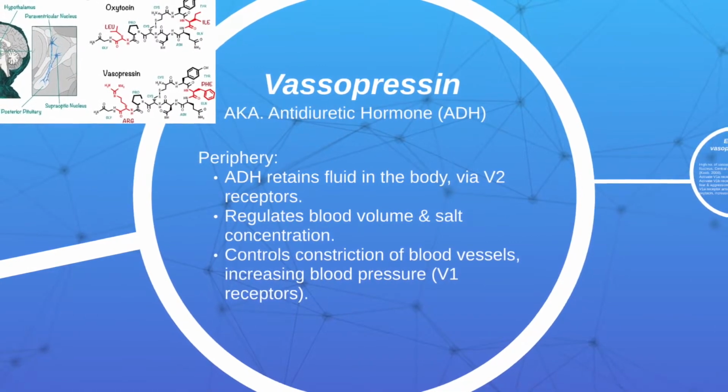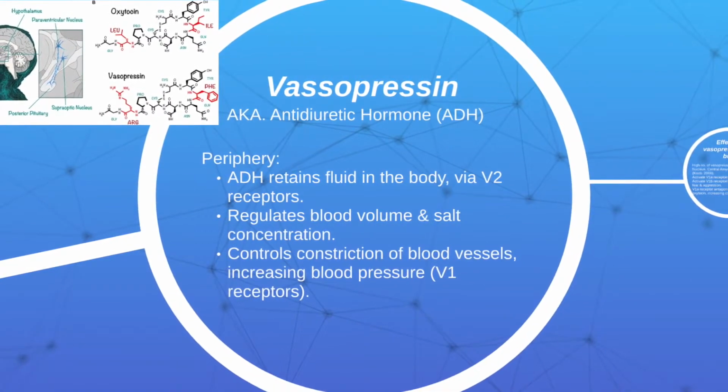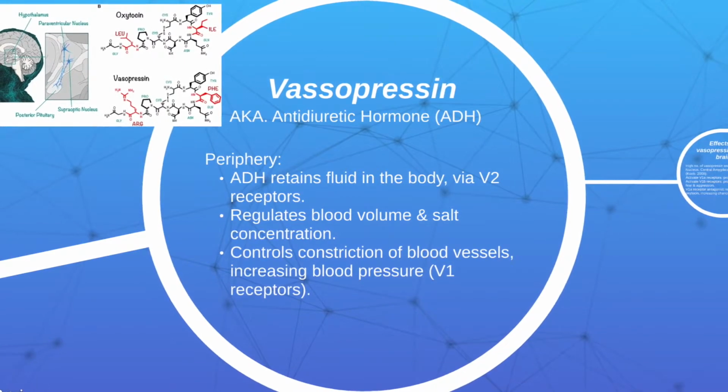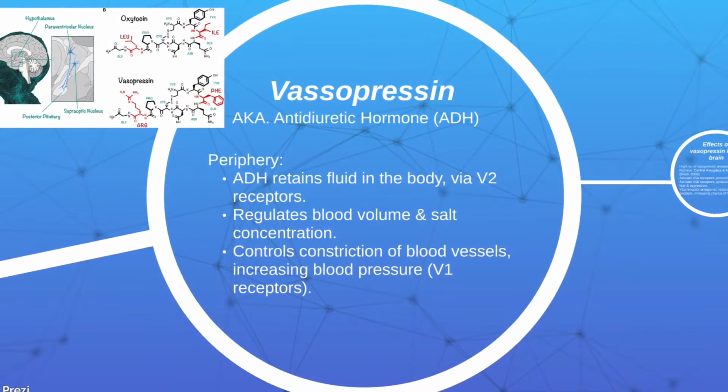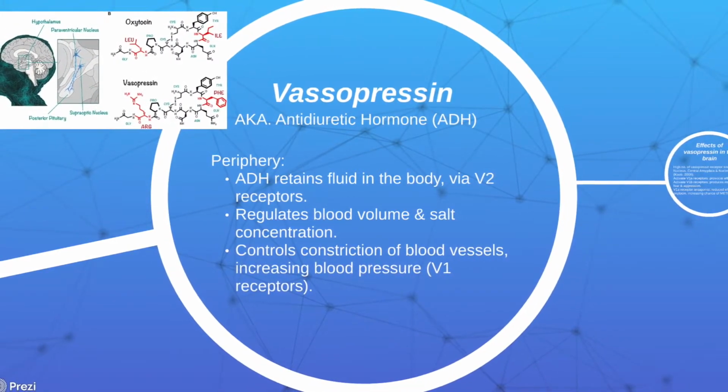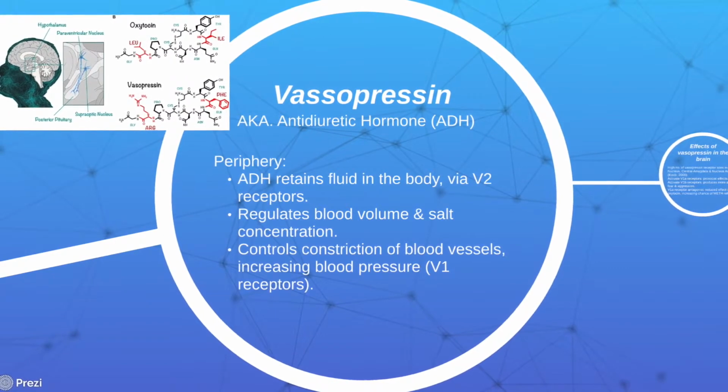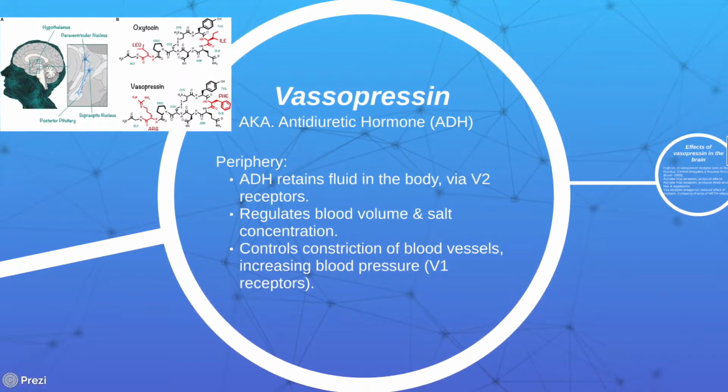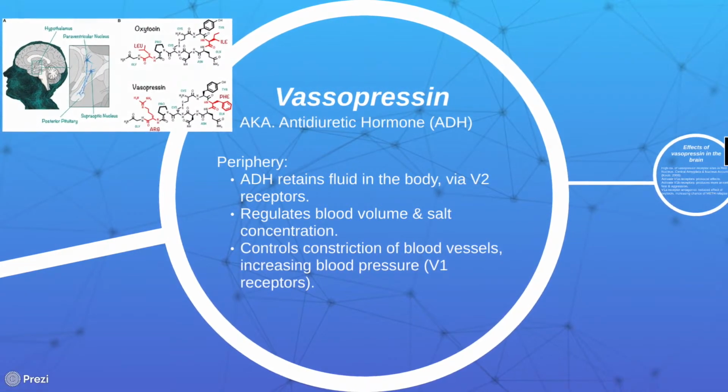Vasopressin, aka antidiuretic hormone, ADH. In the periphery, ADH retains fluid in the body via V2 receptors. It regulates blood volume and salt concentration, controlling for constriction of blood vessels, and increases blood pressure via V1 receptors.